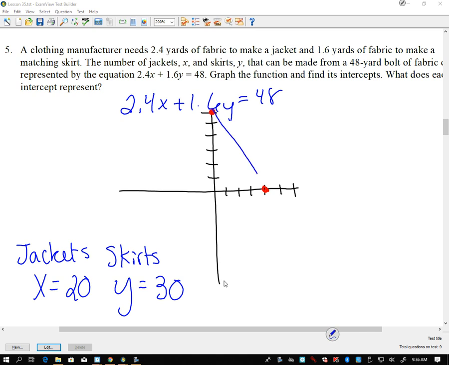And what we're saying is that anywhere in between, so long as I'm on the line, I will use exactly the amount of material needed. I could make different combinations of jackets and skirts together, right? Does that make sense? And because we can't make negative jackets or negative skirts, we're pretty much stuck in the first quadrant. Does that make sense? Yeah.